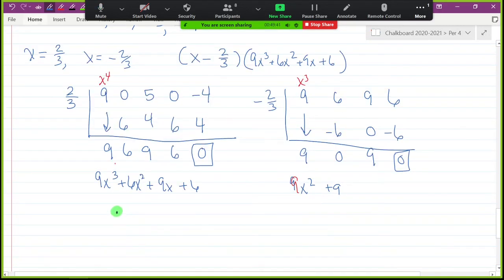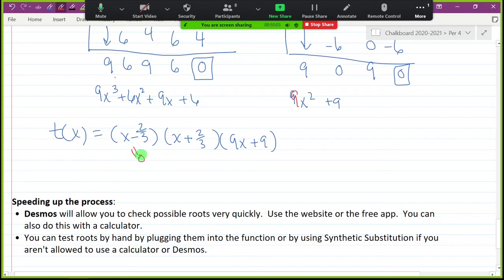This is going to be x minus 2/3, the first factor we found. Then the second, x minus -2/3, which is plus 2/3 here. And then this is going to be 9x squared plus 9. Okay, and now you can set all these equal to 0 to find your roots. Now we already know the answers to these. This one's already established as x equals 2/3. This one's already established as x equals -2/3. But what do you get for this one here?